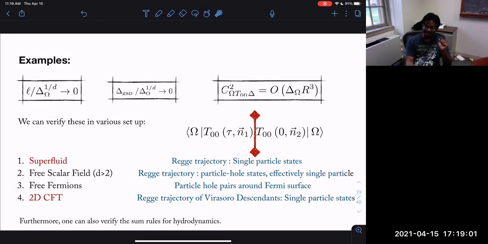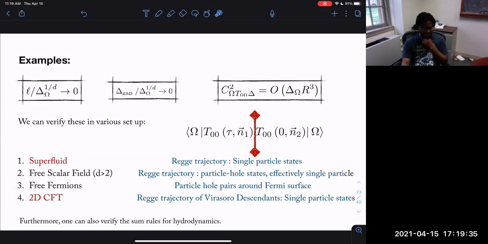And then you have 2D CFT. And as I said earlier, there is no Coleman's theorem. So you can break boost. And here you can see that, again, it's much like the superfluid. So here you can see that there are single particle states. And these are new SL2R primaries, but in 2D, you have a bigger group, which is Virasoro. So the things that saturate the sum rule are Virasoro descendants, but they are new SL2R primaries. And they also form a Regge trajectory, much like the superfluid case. And also you can verify the sum rules for hydrodynamics.